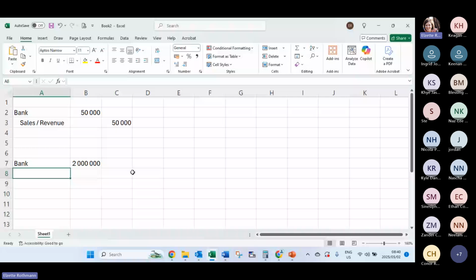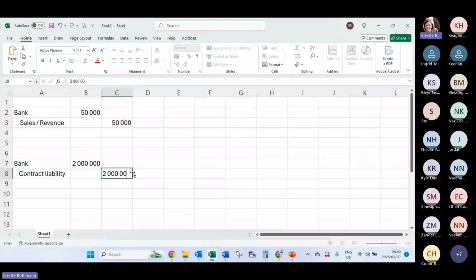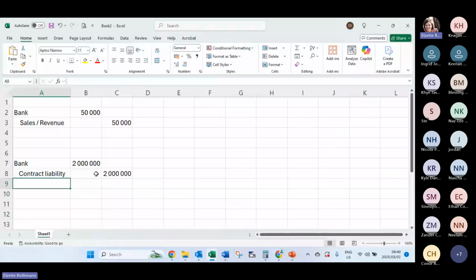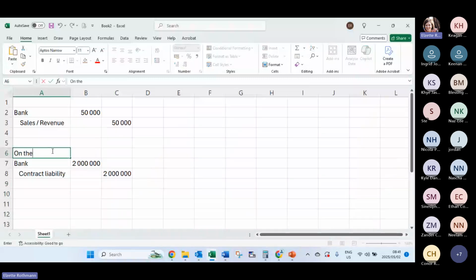So now we say, okay, we've got a contract liability, because we still now owe that person something. And then we say 2 million. Okay, and this will be on the date that we receive the money. Let's put that there, on date of receipt of money.